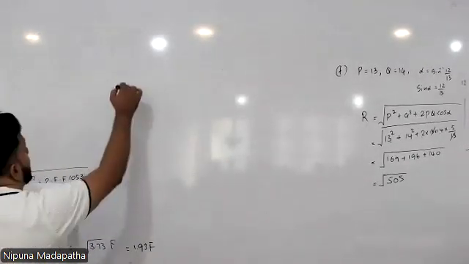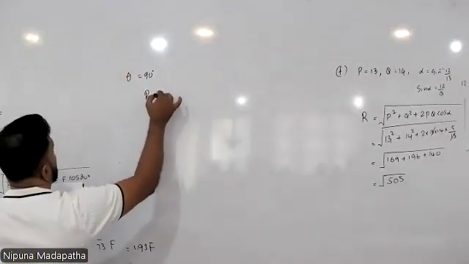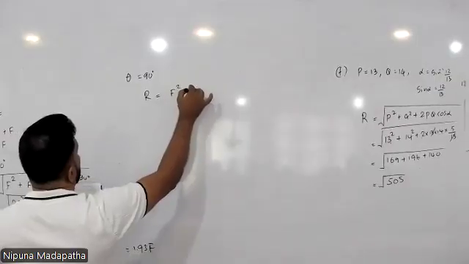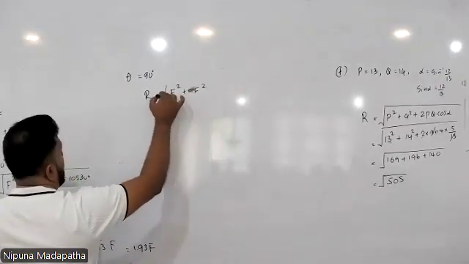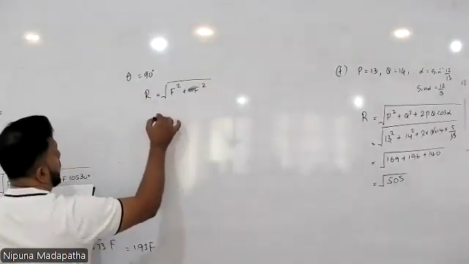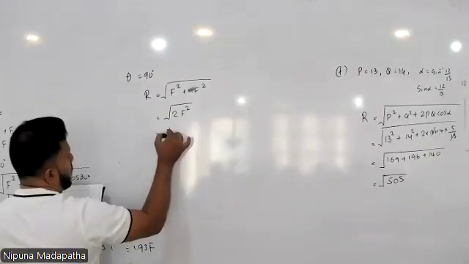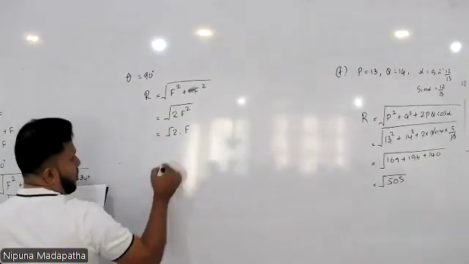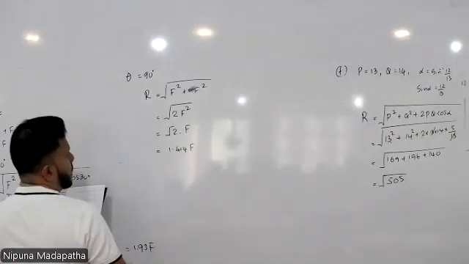But when theta is 90, it is very simple. When theta is 90, R is given by the square root of P squared plus Q squared. Taking F for both, the square root of F squared plus F squared is the square root of 2F squared, so root 2 times F. Root 2 is 1.414, so R is 1.414 F.